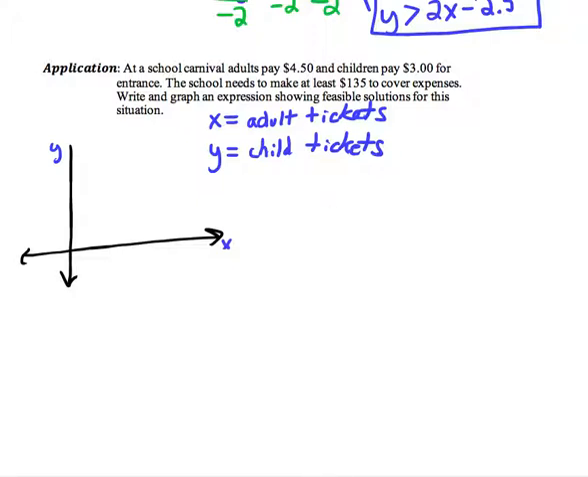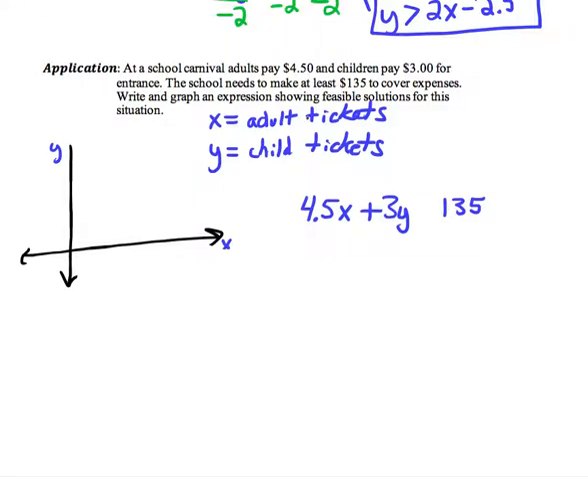Okay, so now I need to work these together. So I think we're paying $4.50 for the adult tickets. That's times each X. Then adding that to the money we get from the tickets we sell to the children. And then we've got to compare that to $135, right? There's just one comparison here.